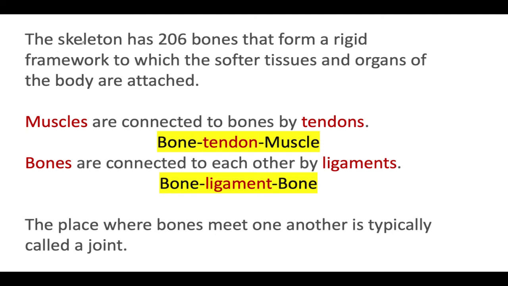Another concept is that the skeleton has 206 bones that form a rigid framework to which the softer tissues and organs of the body are attached. So the skeleton has quite a large number of bones, and within this framework, like we talked about a building, it comes with a framework first, and then the softer tissues and organs are attached to that.